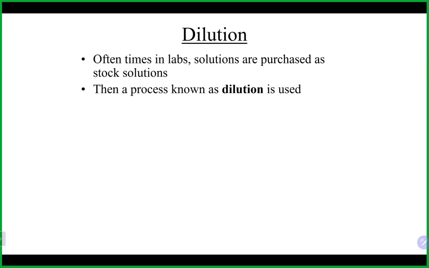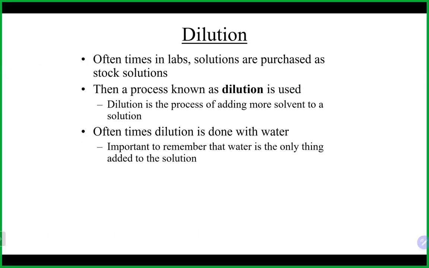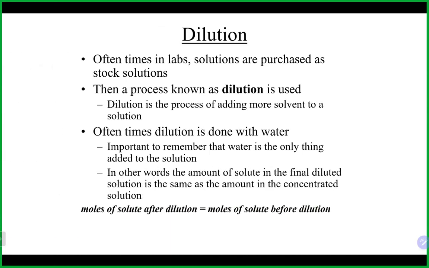All right, so let's talk a little bit about dilution. Dilution is a procedure where we take a more concentrated solution and we add more solvent to it. A lot of times when we're dealing with ionic compounds and solutions, we use water, but water doesn't always have to be the solvent. But a lot of times people think about just adding more water. And when we do add more water, we end up with a more dilute solution, so a less concentrated solution.